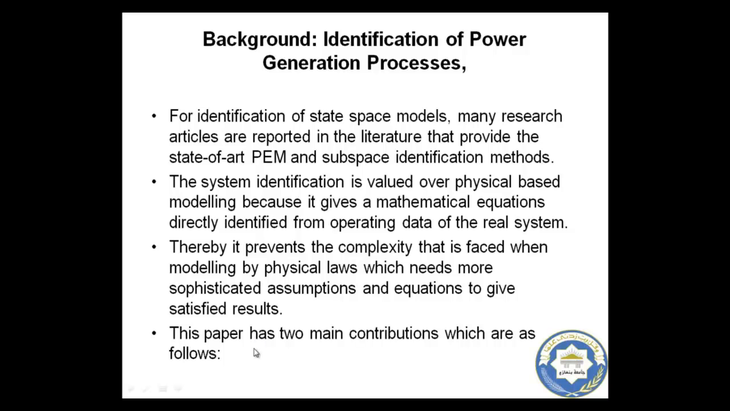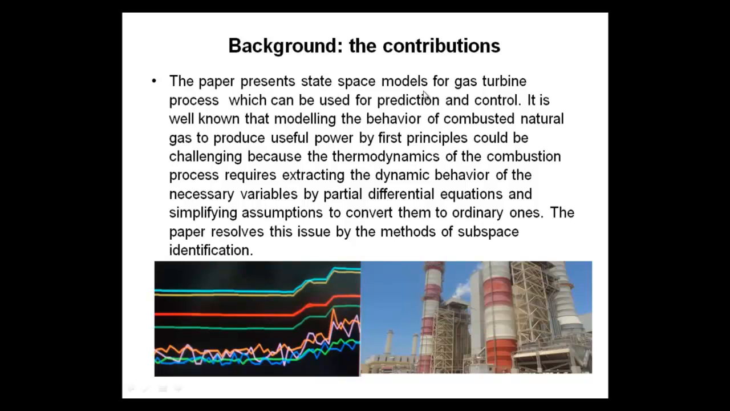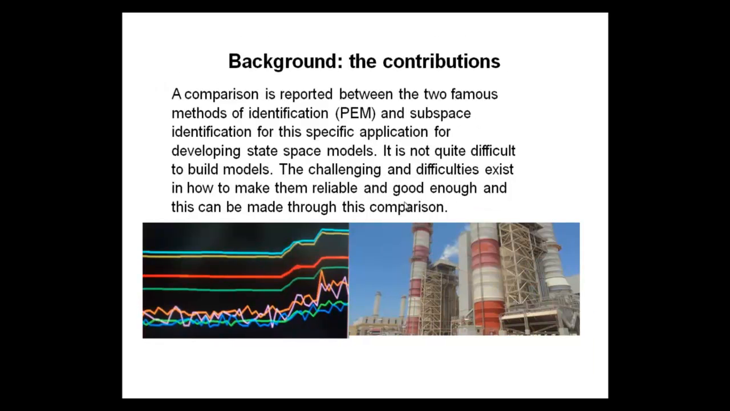Consequently, we have the following main contributions of the paper. The paper presents a state space model for the gas turbine process, which can be used for prediction and control. It's well known that modeling the behavior of combusted natural gas to produce useful power by first principles could be challenging, because the thermodynamics of the combustion process requires extracting the dynamic behavior of the necessary variables by partial differential equations and simplifying assumptions in order to convert them to ordinary ones. The paper resolves this issue by the method of subspace identification.